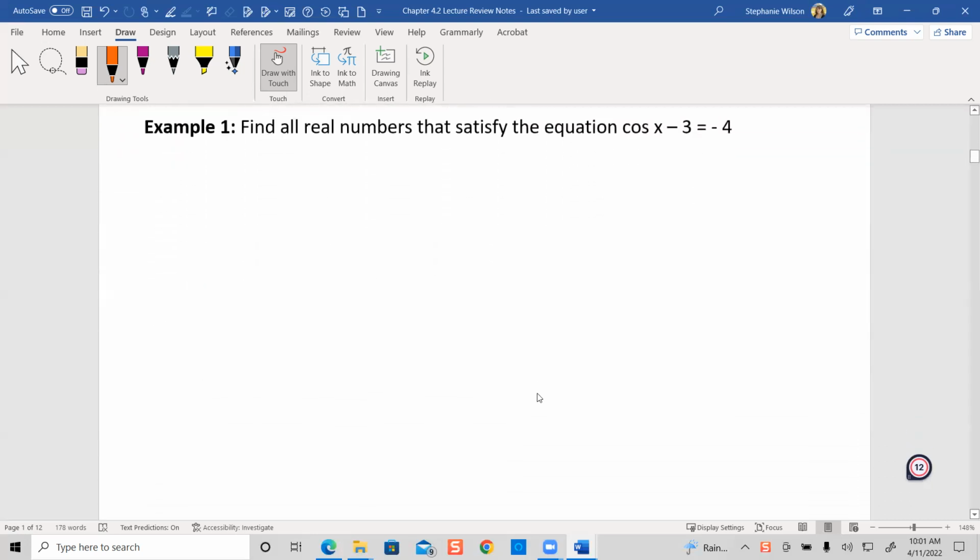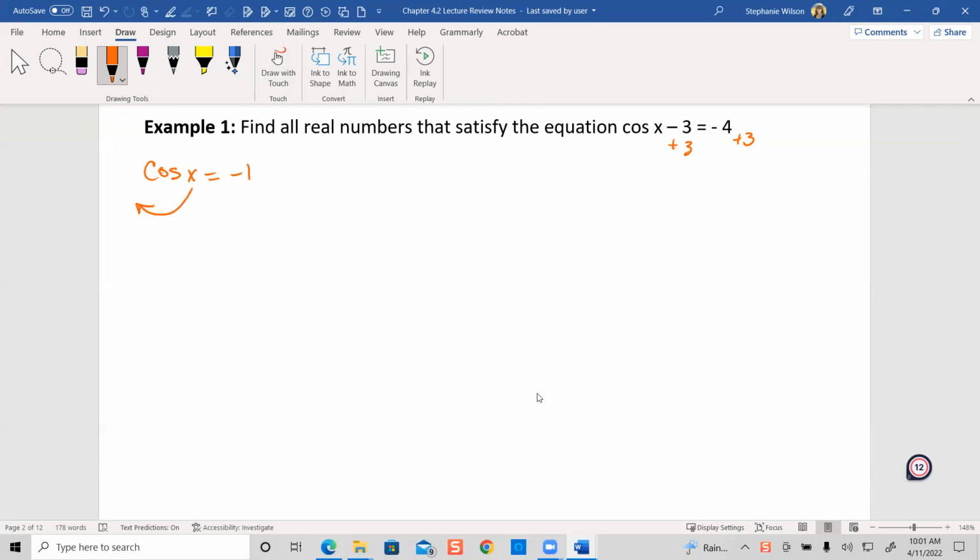So let's solve for example 1. We're going to find the real numbers that satisfy the equation of cosine x minus 3 equals -4. Okay, so before I can determine what a is, I need cosine of x by itself. And I notice I got this -3, so I'm going to add 3 to both sides. So now I got cosine x is equal to -1. So now I know what a is. So I'm going to rewrite it where I have the inverse.